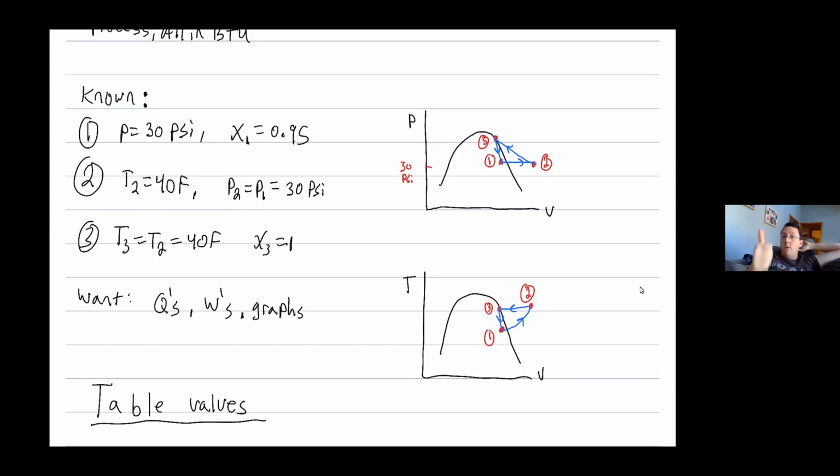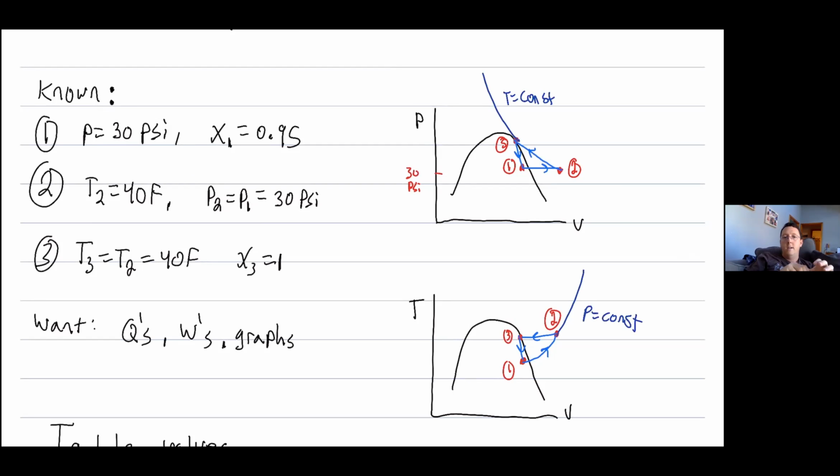All right. And then how do you go from 2 to 3? Constant temperature means horizontal line. And you finish on the saturation curve. Yep, you got it.